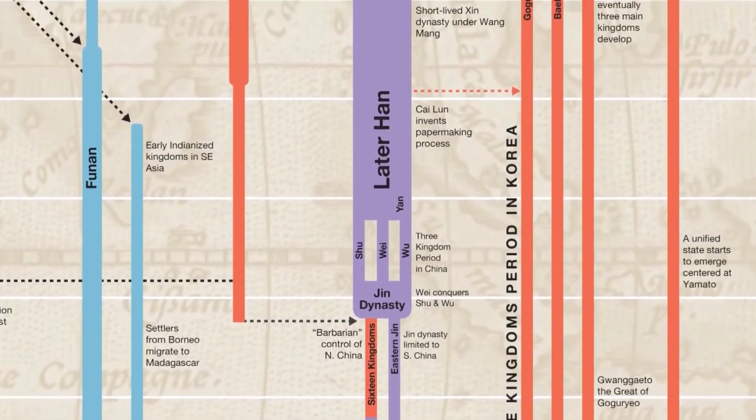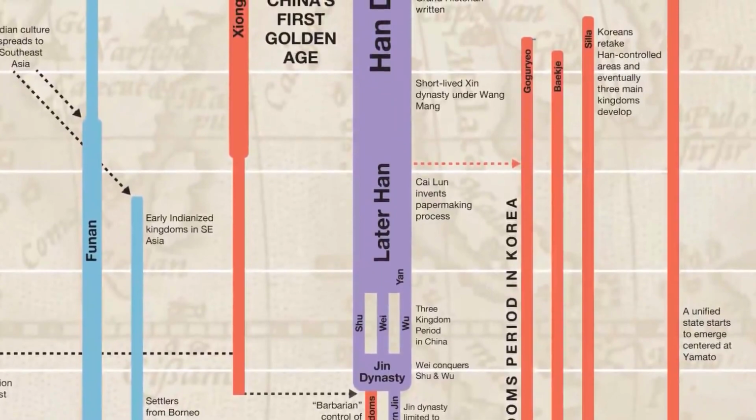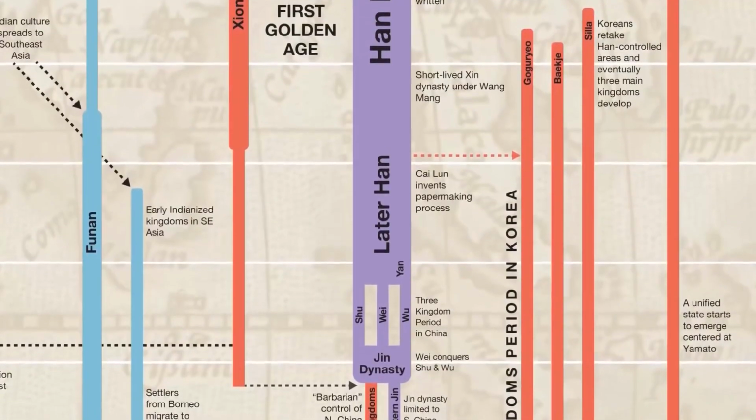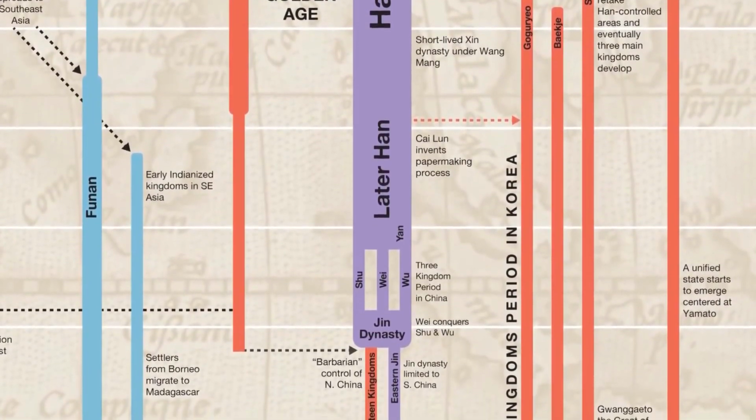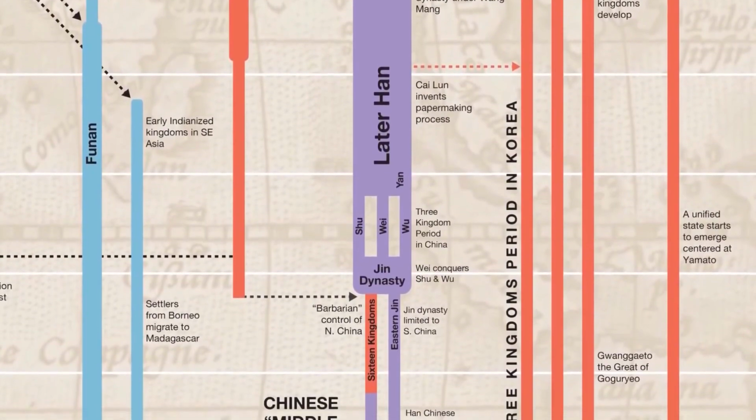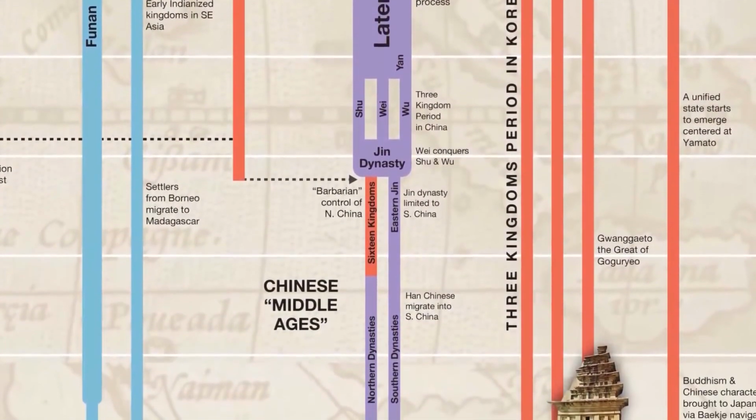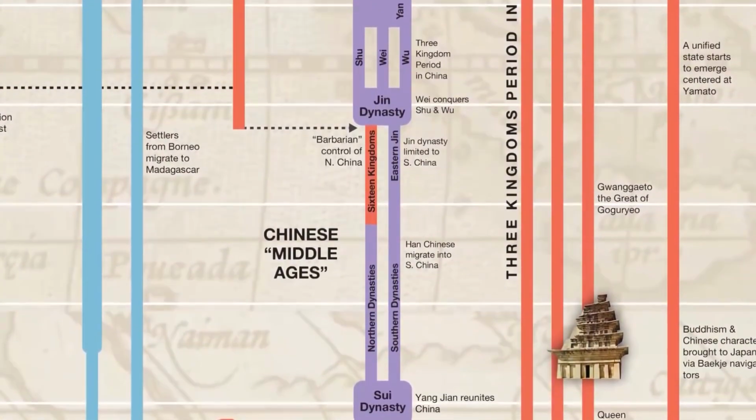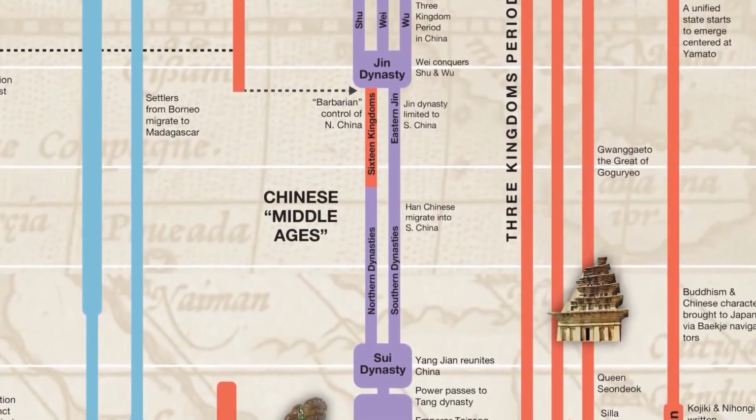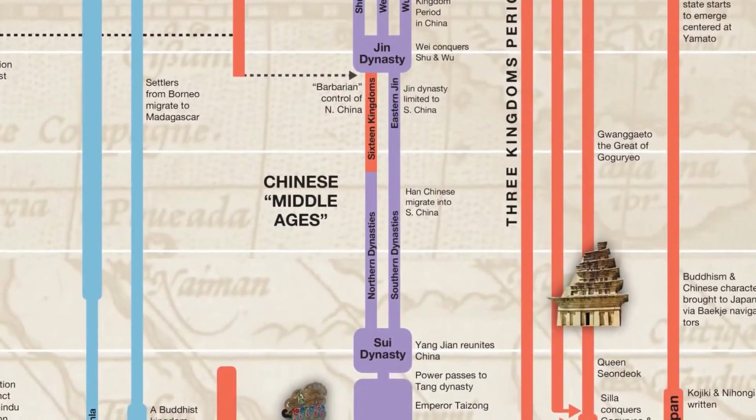It was also during this time that 3 major kingdoms, Goguryeo, Baekje, and Shilla, came to dominate the Korean peninsula, and also that a unified kingdom started to emerge in Japan, centered at Yamato. Trade between China, Korea, and Japan was ongoing throughout this time, and it was sometime during this period that both Chinese writing and Buddhism made their way into Japan.